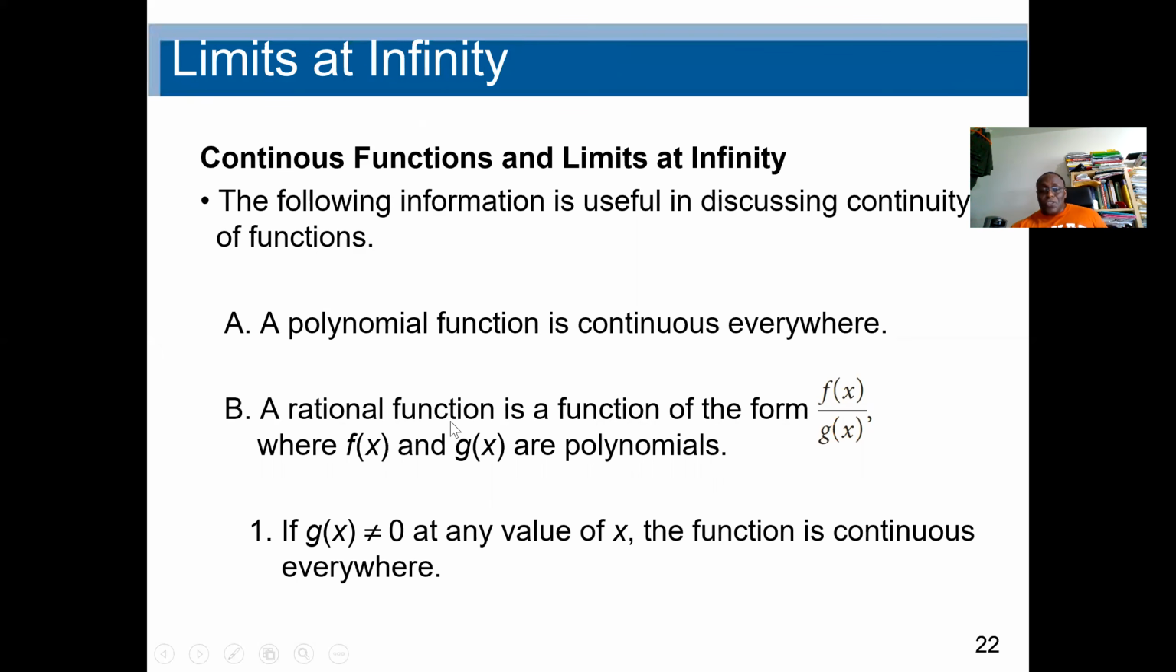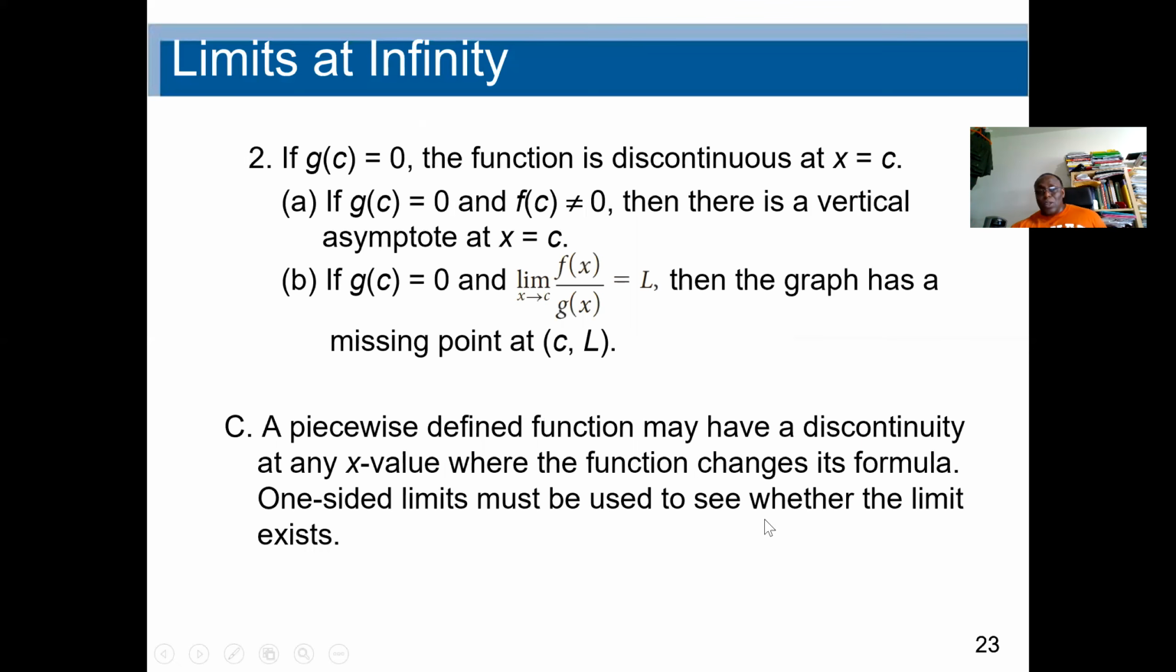But a rational function is a function of the form f(x) over g(x). And when g(x) equals 0, then it's discontinuous because the limit does not exist. So we have to make sure g(x) is not equal to 0 at any value of x, then the function is continuous everywhere. But when it's equal to 0, the function is discontinuous at x equals c.